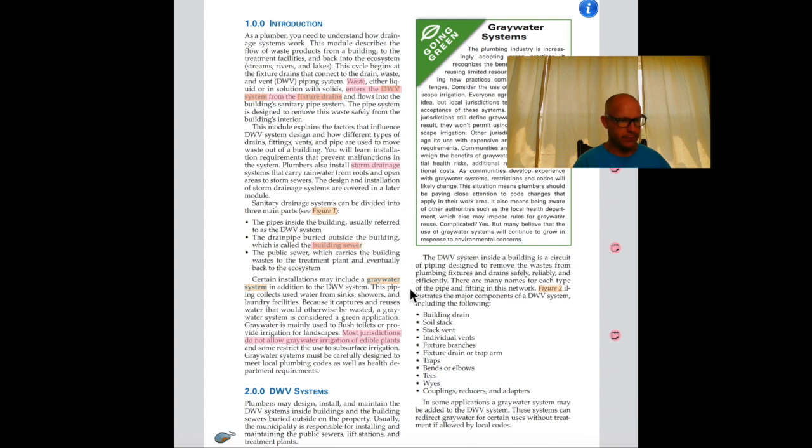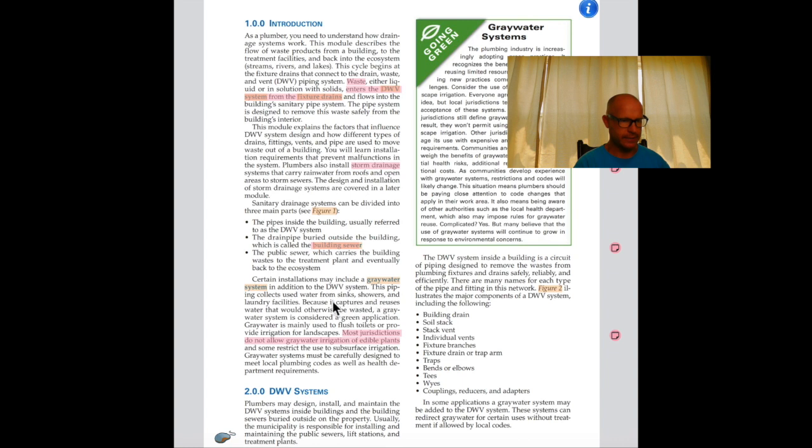The next note here, we're talking about gray water systems. This piping collects used water from sinks, showers, and laundry facilities. You notice toilets are not in here. That is not considered gray water. That is black water. Gray water is mainly used to flush toilets and provide irrigation for landscapes.